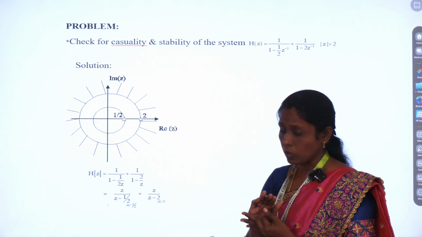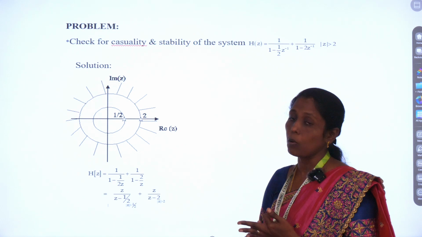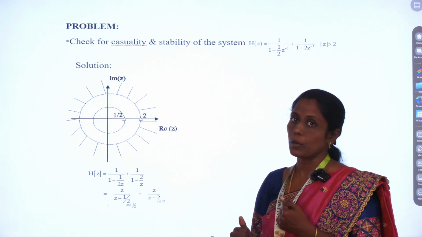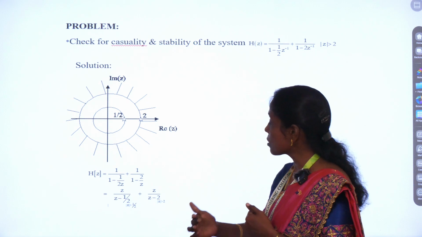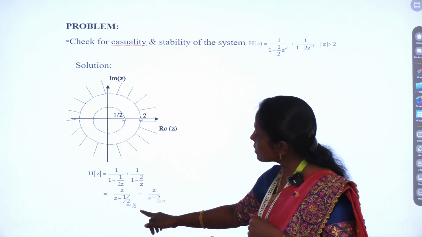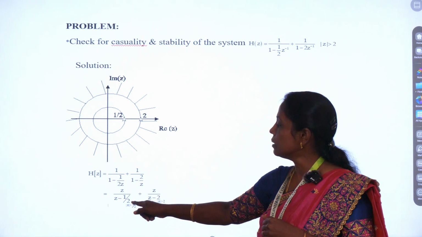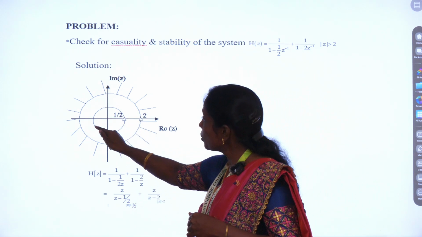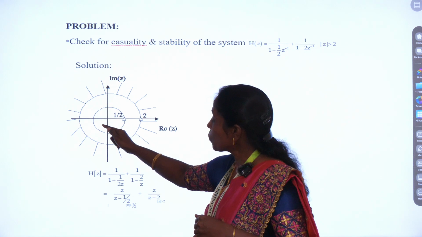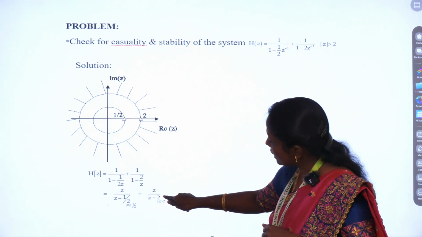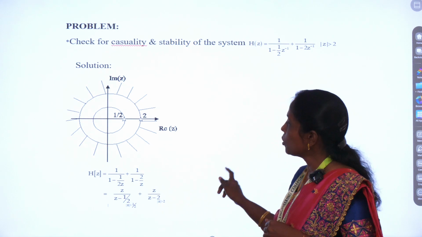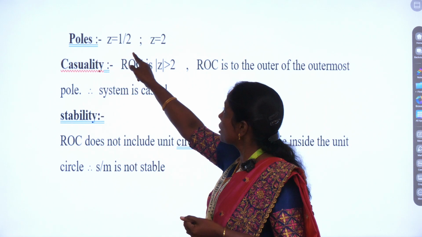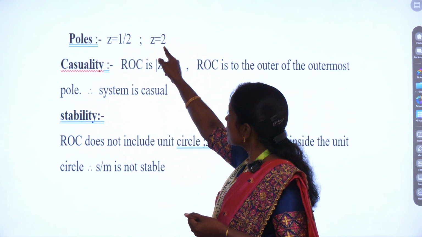So the first two steps are done, and now we have to plot these poles in the z-plane. For plotting the poles, first let us take the smallest pole. Which is the smallest pole here? The smallest pole is 1 by 2. So let us mark 1 by 2 over here. And then what is the next pole we have? The next pole is z equal to 2. So let us check this slide too. These are the poles, z equal to 1 by 2 and z equal to 2.